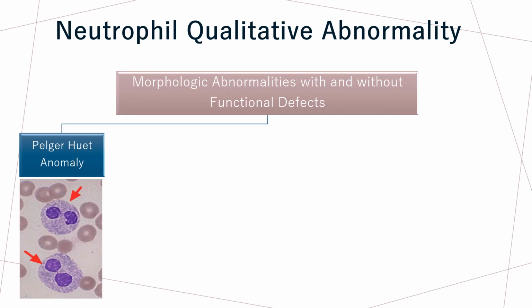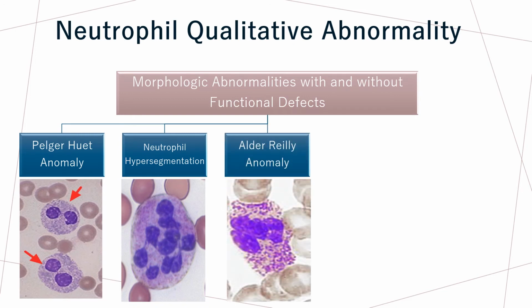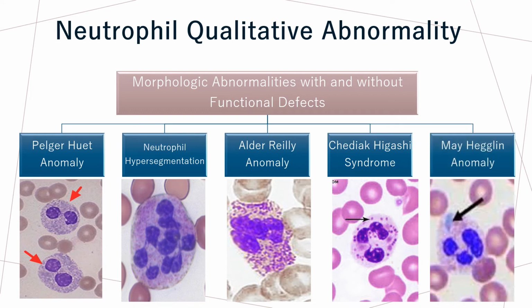The first one is the Pelger-Huët anomaly, which is described as having decreased nuclear segmentation in neutrophils. This may also affect other white blood cells. Neutrophil hypersegmentation would have more than 5 nuclear lobes in neutrophils. Alder-Reilly anomaly will have granulocytes containing large, darkly staining metachromatic cytoplasmic granules. Chediak-Higashi disease will have giant lysosomal granules in granulocytes, monocytes, and lymphocytes. May-Hegglin anomaly will have Döhle-like inclusion bodies in neutrophils, eosinophils, basophils, and monocytes.